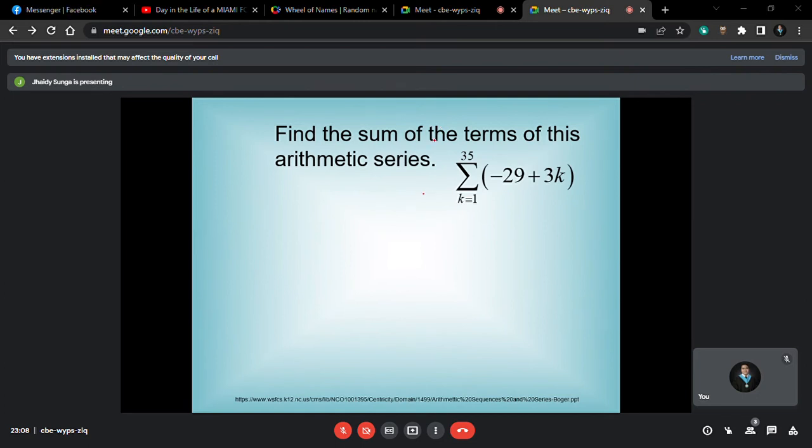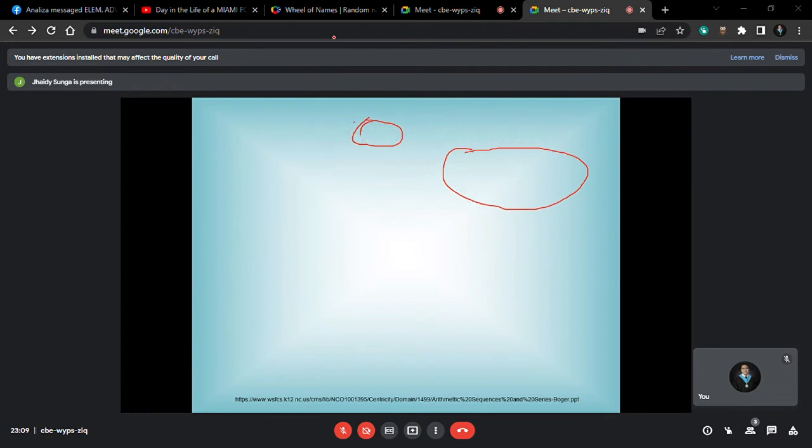The first thing we need to do is find the first or initial term and the last term, of course. Because the task we need to do is to find the sum. If you need to find the sum, we need to have the formula of the sum. So what is the formula of the sum? The formula of the sum is here.